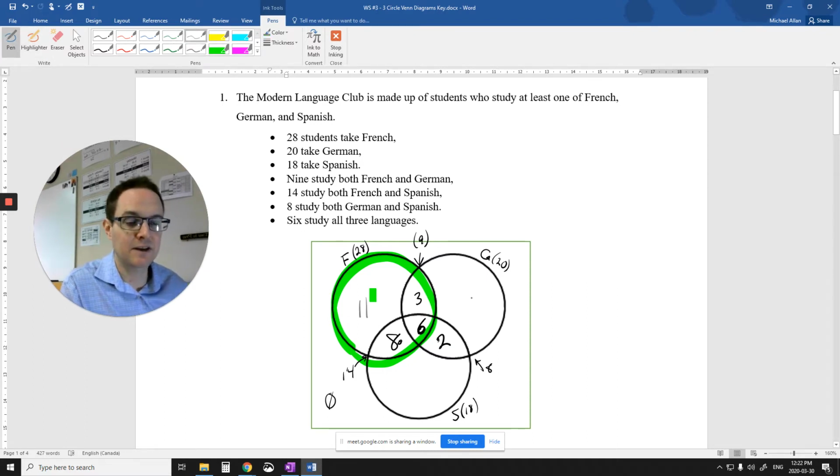I could do the same thing over here for the German, only German side. So I'm just minusing here. I'm going 20 minus 3, minus 6, minus 2. And you get 9 here. And then for the Spanish, I go 18 minus 8 minus 6 minus 2. And I have 2 kids that only do Spanish. Okay, so now I know all the spaces. I know everything that's supposed to be inside these Venn diagrams.